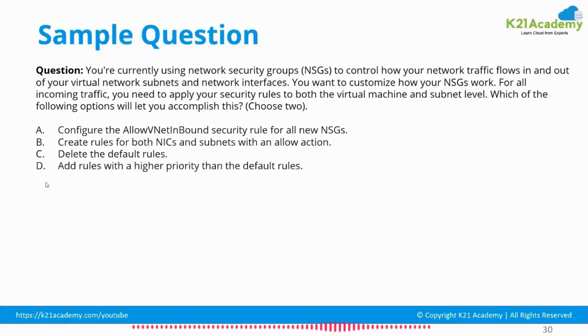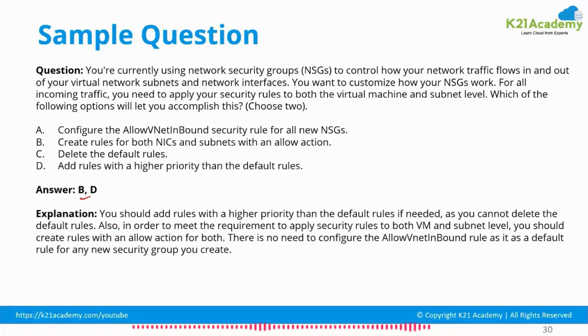Create rules for both NIC and subnet with an allow action. Configure the allow VNet inbound security rules for all new NSGs. And the last one is add rules with a higher priority than a default rule. So this is correct, I think. Option D is correct. Now we need to think about option A and option B. Which one makes sense? Option A or option B?